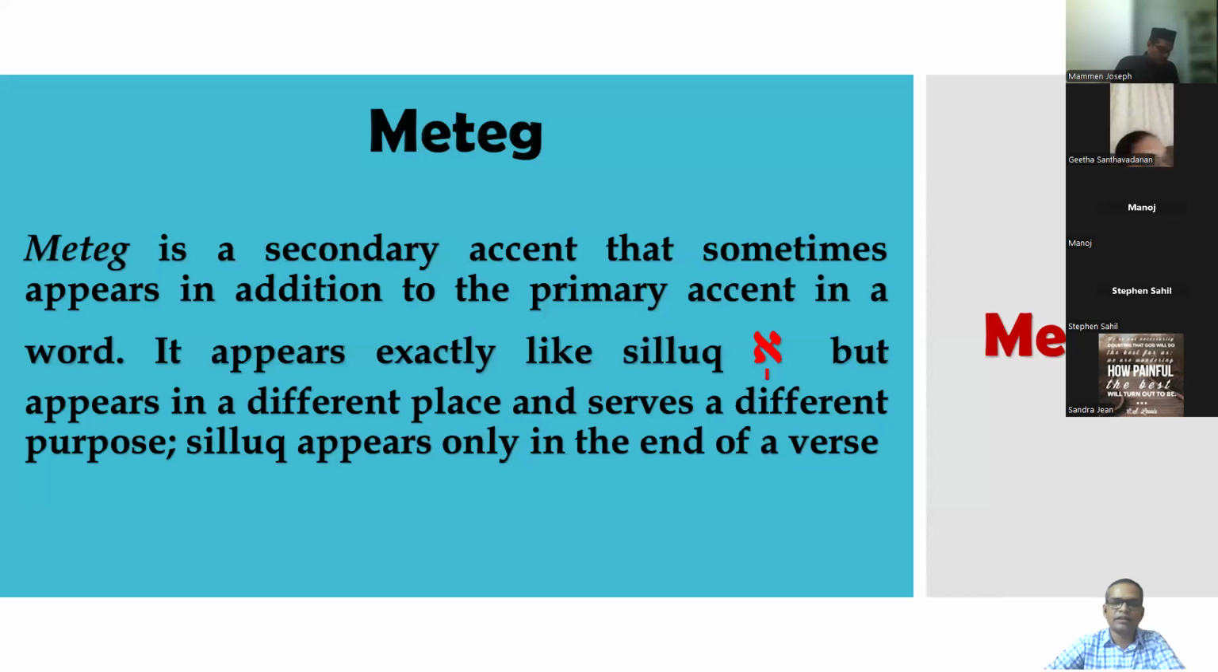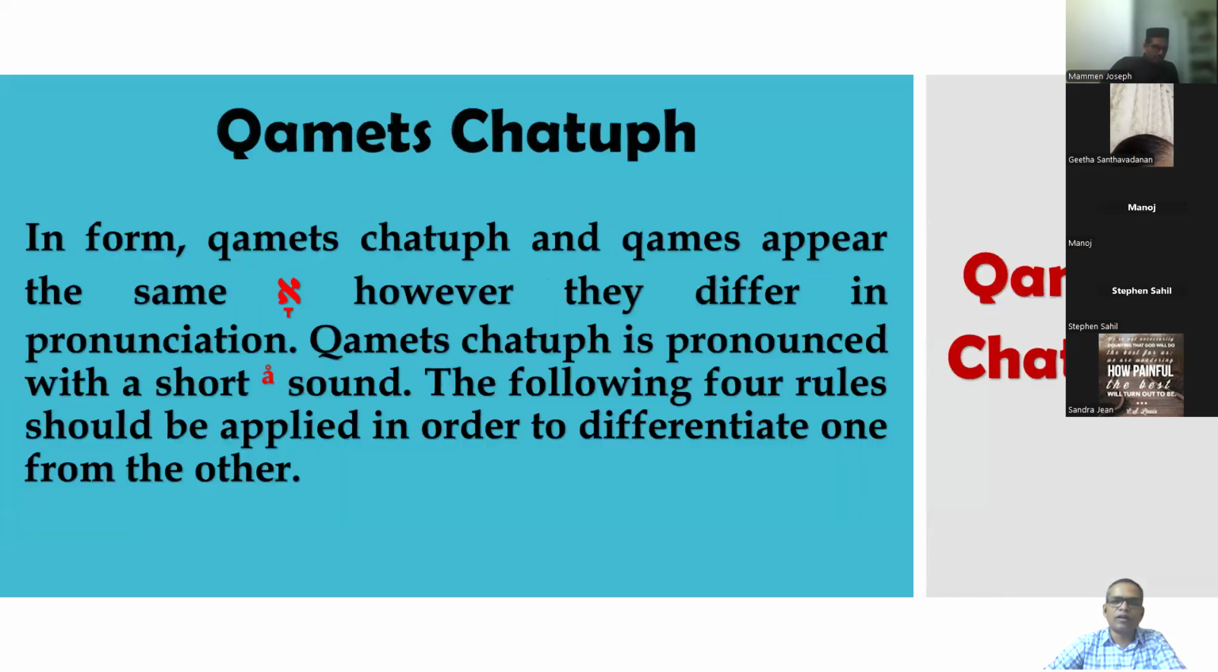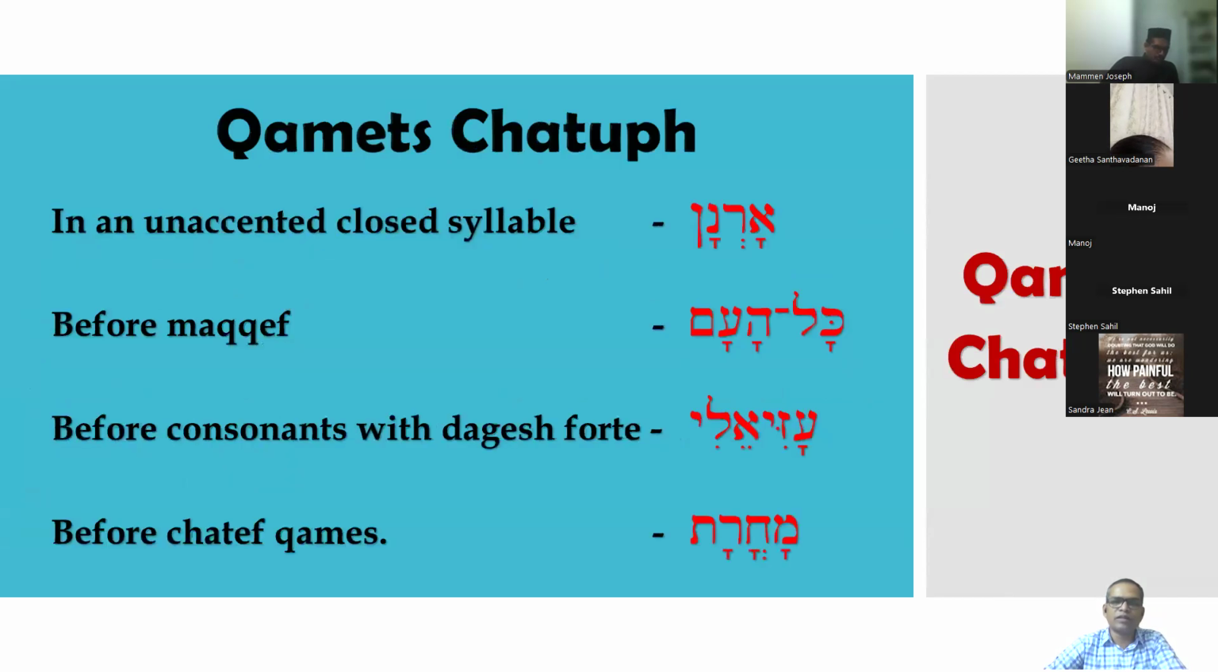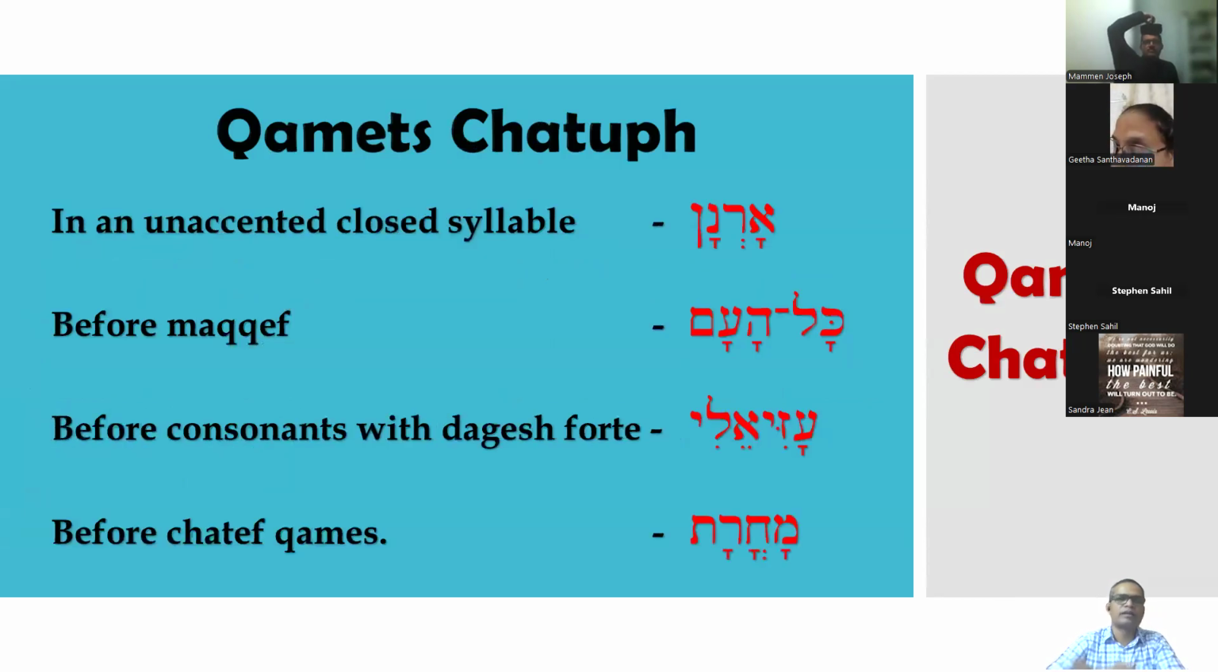Methek is a secondary accent which looks like silluk, but it should not be confused, because silluk appears only at the end of a verse and it will be followed by sof pasuk, and methek has different functions. Okay, all right. Now we have understood about Kamets and Kamets Hatuf. Now, how to differentiate Kamets and Kamets Hatuf? Kamets is an A class vowel, Kamets Hatuf is an O class vowel, a short O class vowel. Fine, right.